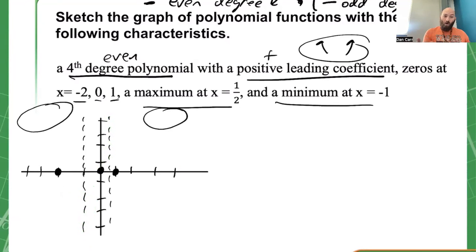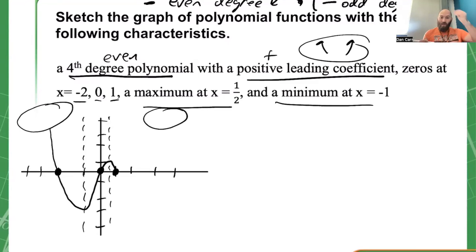I'm going to choose where I want to put my minimums and maximums, but I just have to make sure they occur at the x values of -1 and +1/2. So I'll start up here, and we're going to come down and dip down here and then come back up. And I'll just go right here and just go right away.